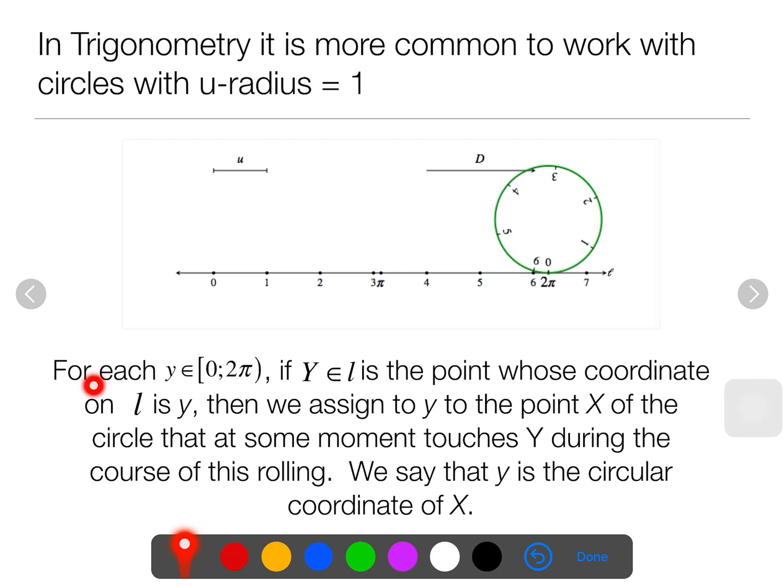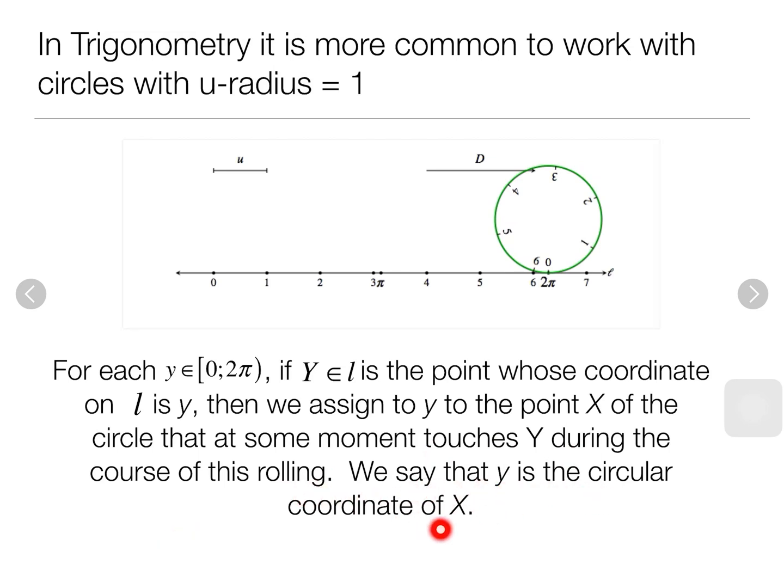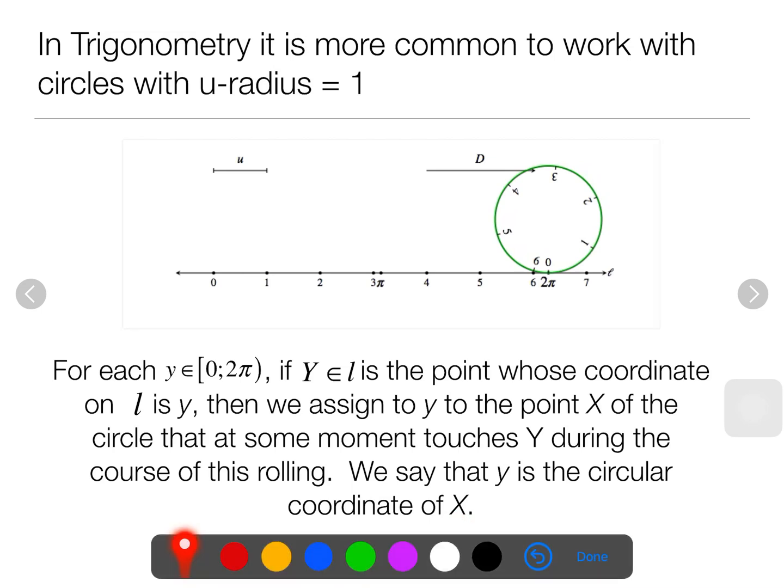Now, for each y in the interval 0 to 2 pi, including 0 but not 2 pi, if y is a point on the line whose coordinate on L is y, then we assign that coordinate y to the point x of the circle that at some moment touches y during the course of this rolling. We say that y is the circular coordinate of x. So we could potentially transfer all those coordinates onto this circle.